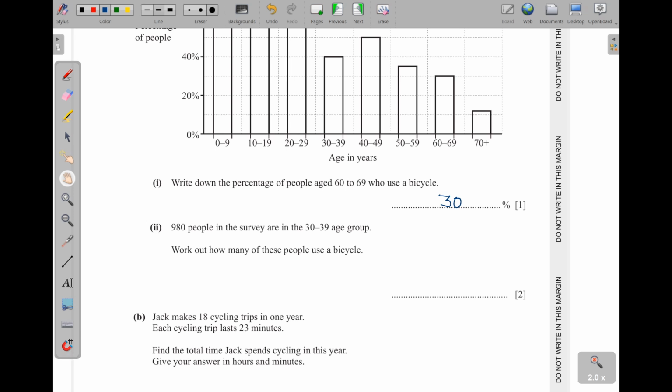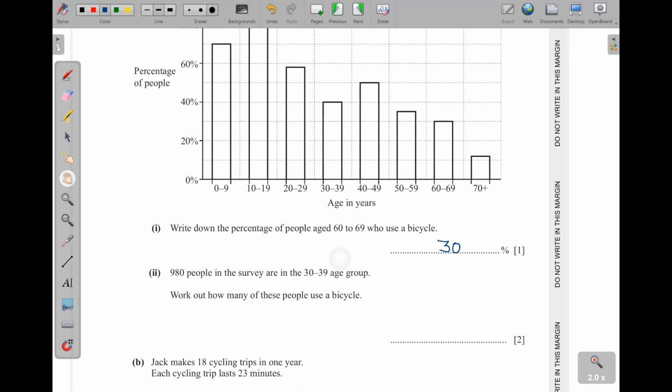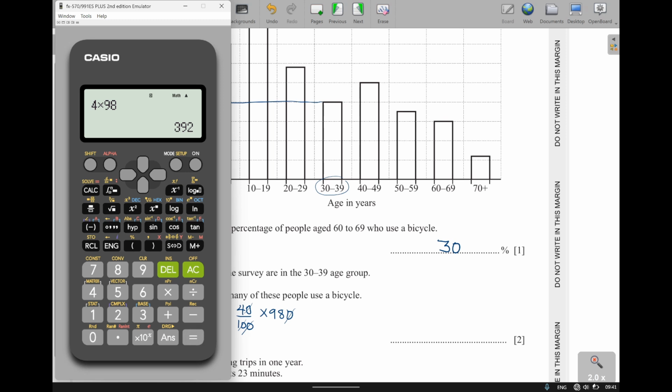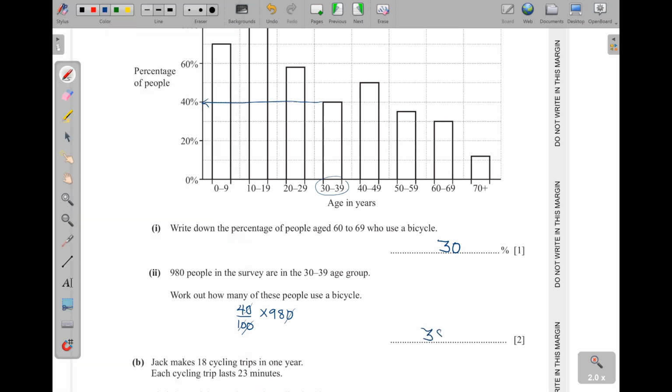Next, Roman 2: 980 people in a survey are in the 30 to 39 age group. Work out how many of these people use a bicycle. For the 30 to 39 age group, this is the one here. Look at the percentage here, it is 40. So I will say 40 out of 100, then times 980. This will cancel with that, then this with that. 4 times 98 is 392. So the answer here is going to be 392.